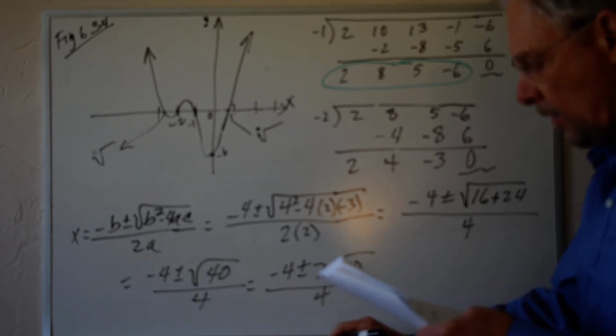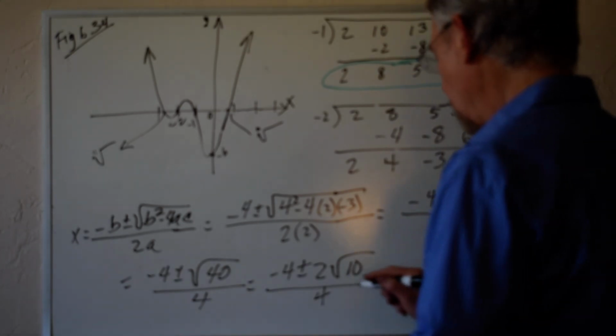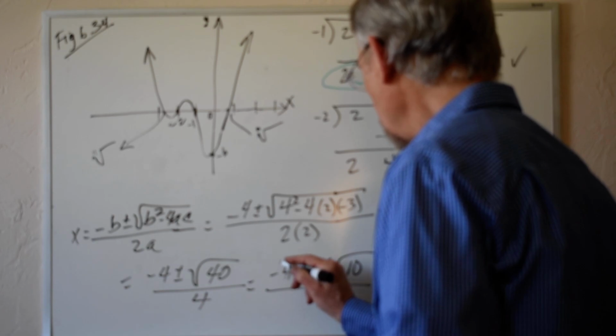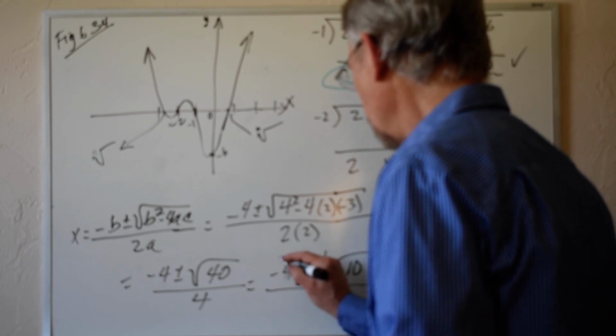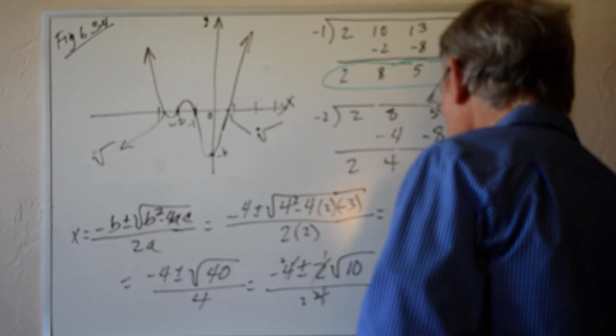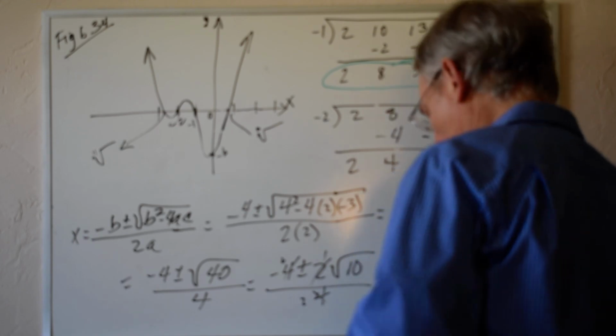And I arrive there. This can be simplified a bit, right? 2 goes into that once, 2 goes into that 2 times. So this is the same as negative 2 plus the square root of 10 over 2.